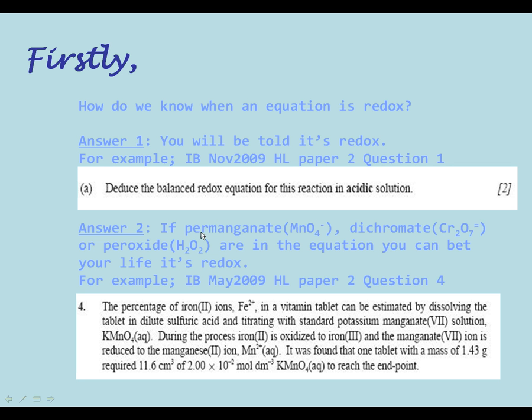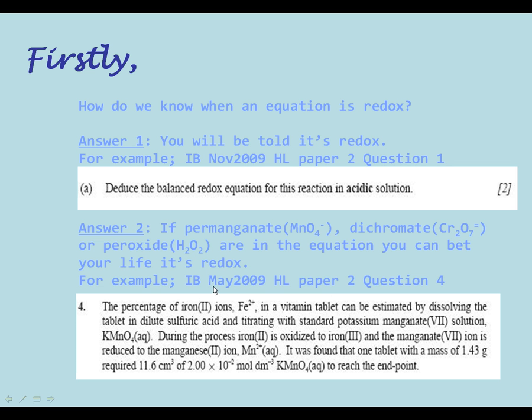Secondly, if in the question permanganate or dichromate or peroxide are in the equation somewhere, then you can bet your life on the fact that it's going to be a redox equation. And so if it is, then you have to follow the rules for balancing a redox equation.